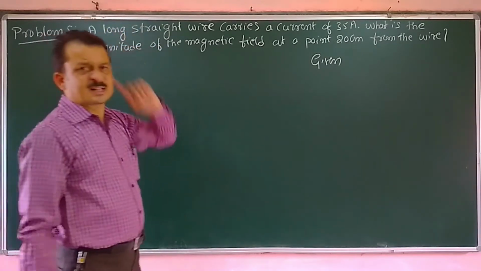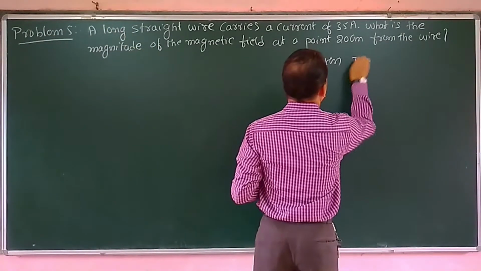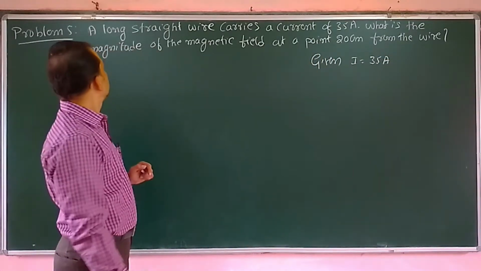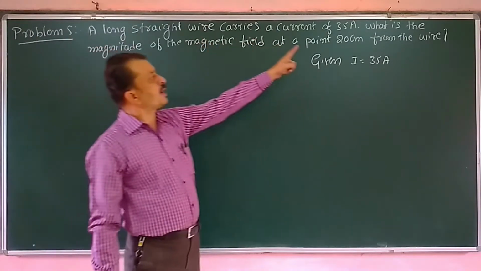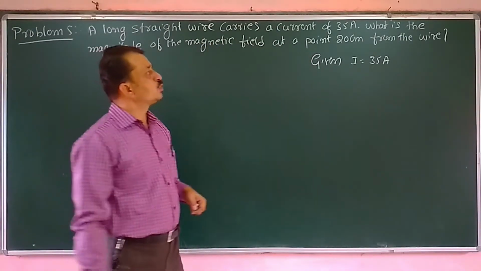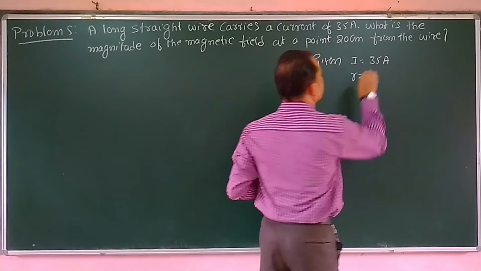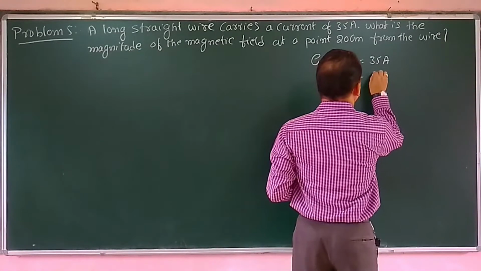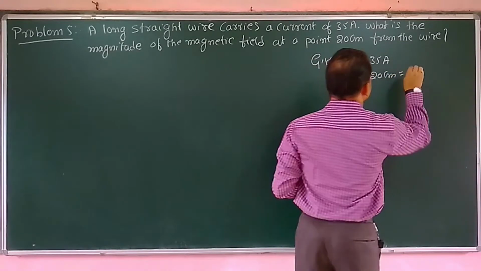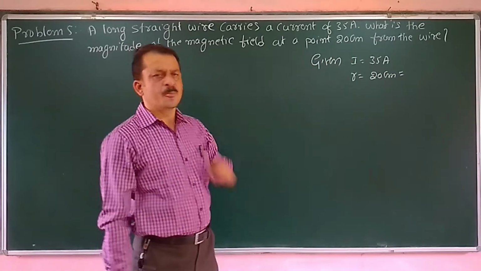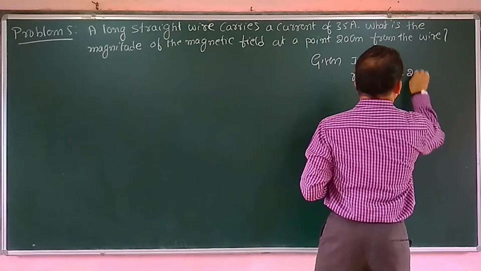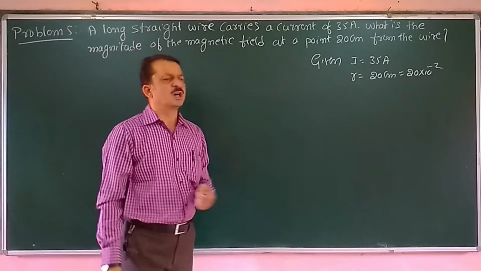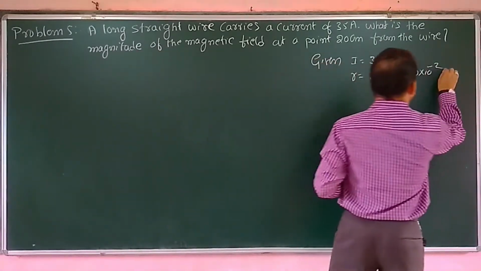Given, we have a straight wire, single wire, which carries a current of I is equal to 35 amps. We have to calculate what is the magnitude of the magnetic field at a distance of 20 centimeter. We have taken small r as the distance of that particular point from the wire. That is 20 centimeter. It is in CGS unit. Convert it into SI unit. We will get 20 into 10 raised to minus 2, or 0.2 meter.